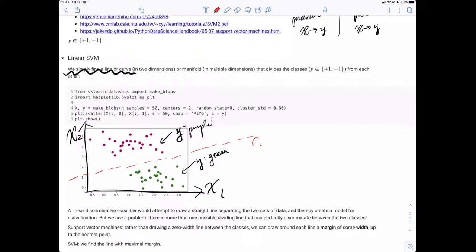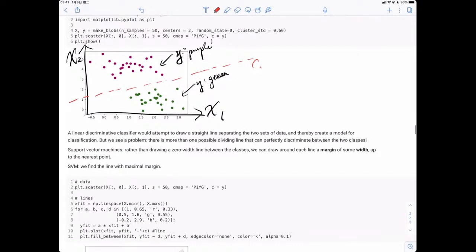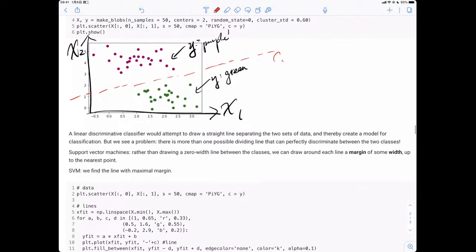Okay, so we describe a line which can partition these two sets of data. So a linear discriminative classifier. This line can be used as a classifier. 可以被视作一个分类器。We'll attempt to draw a straight line, separate two sets of data, and thereby create a model for classification.